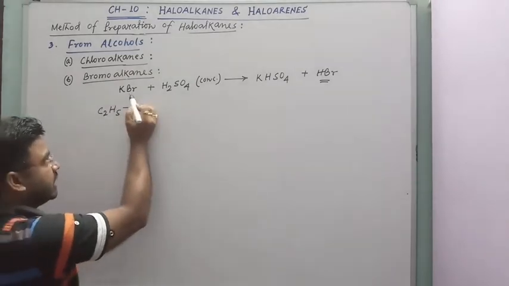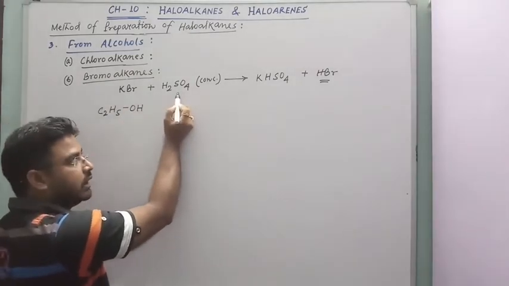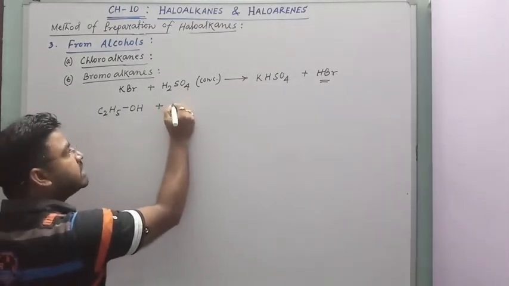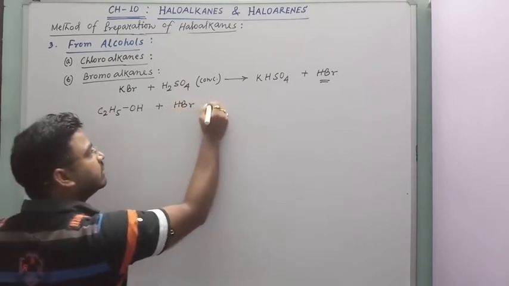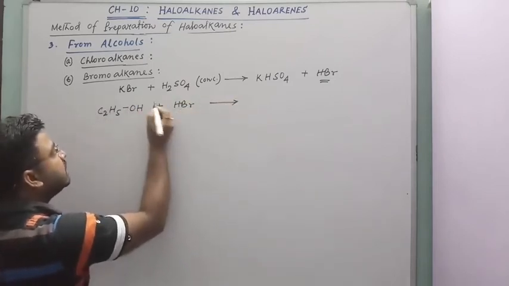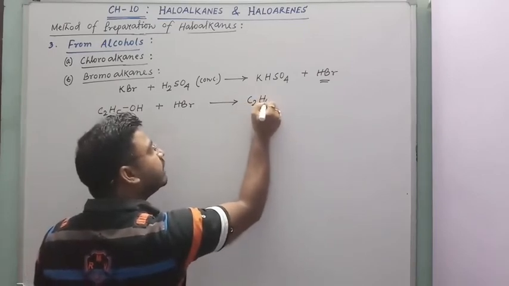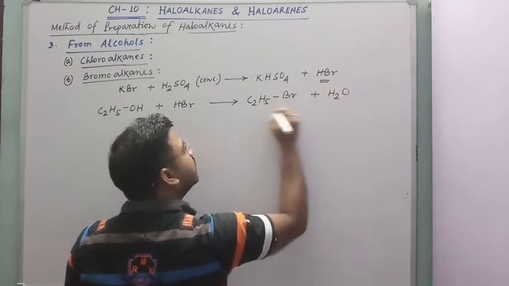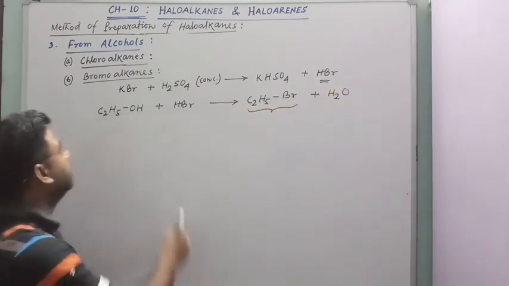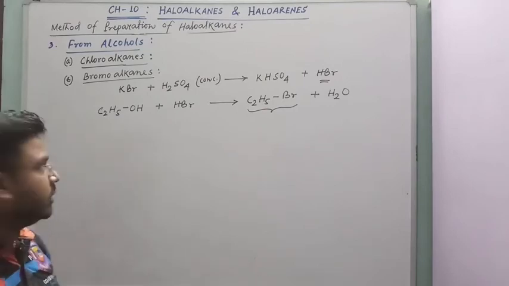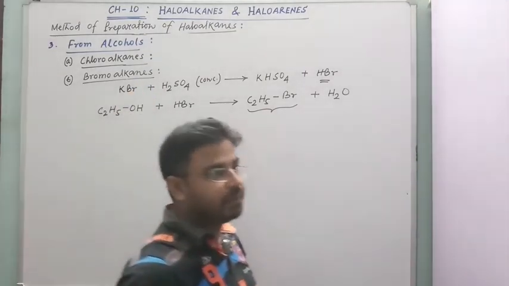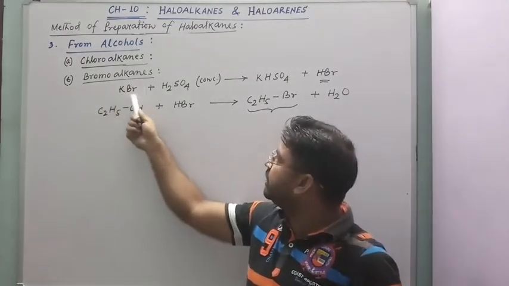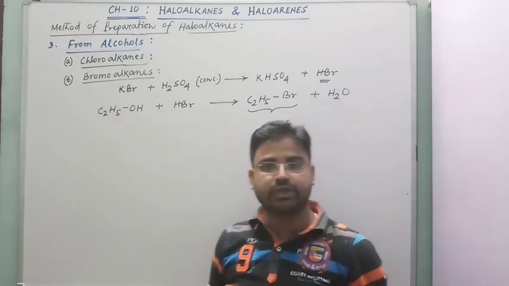In this reaction, KBr and H2SO4 first react and produce HBr. This HBr provides the acid catalyst in the reaction. So we get C2H5Br plus H2O. Now this is bromoethane. So bromoalkane is formed. Bromoalkanes can be prepared by treating alcohol with a mixture of KBr and concentrated H2SO4.